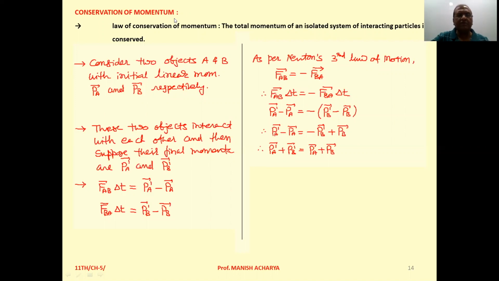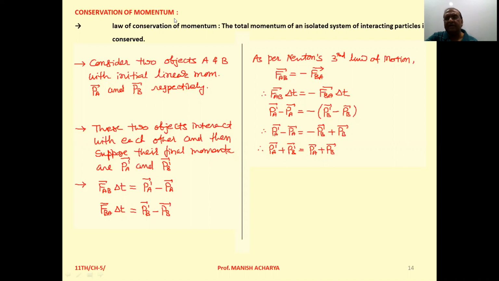Now, law of conservation of momentum. The total momentum of an isolated system of interacting particles is conserved. Or in other words, we can write this one like this: in the absence of resultant external force, the total linear momentum of the system remains constant. Okay. Now see here, let's try to understand this thing.